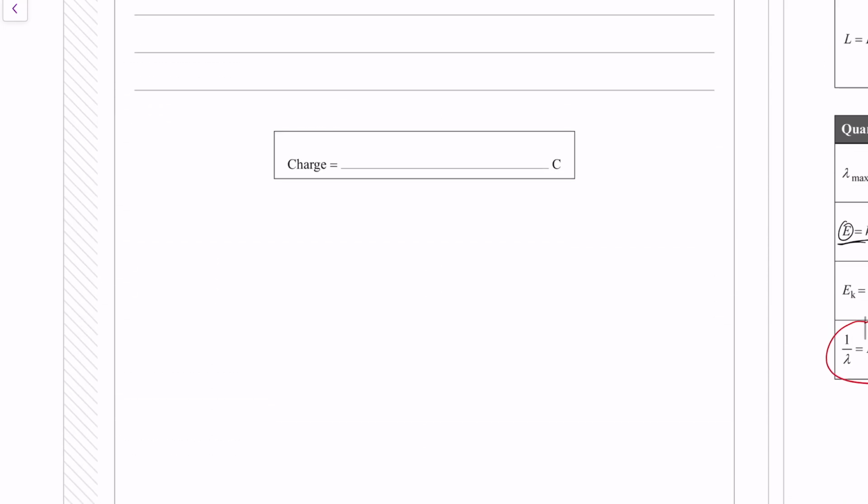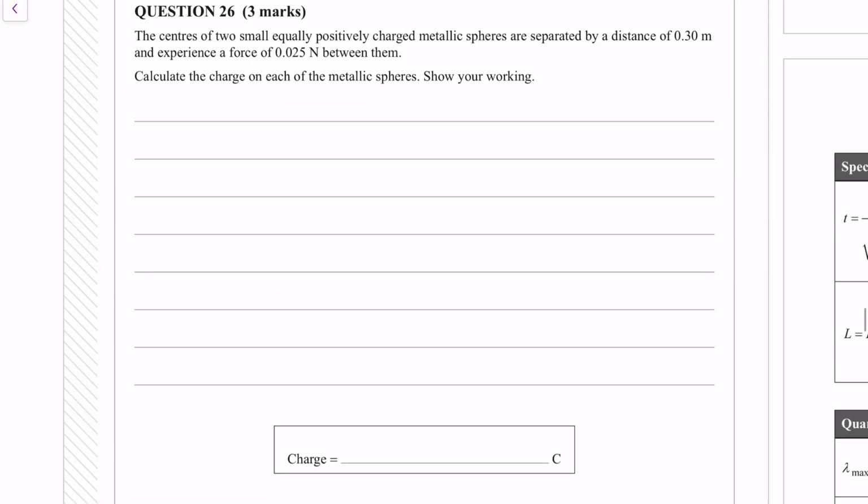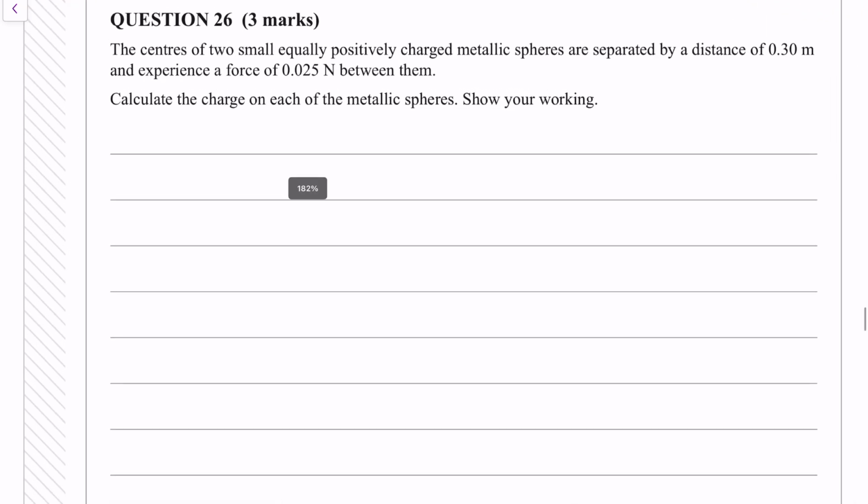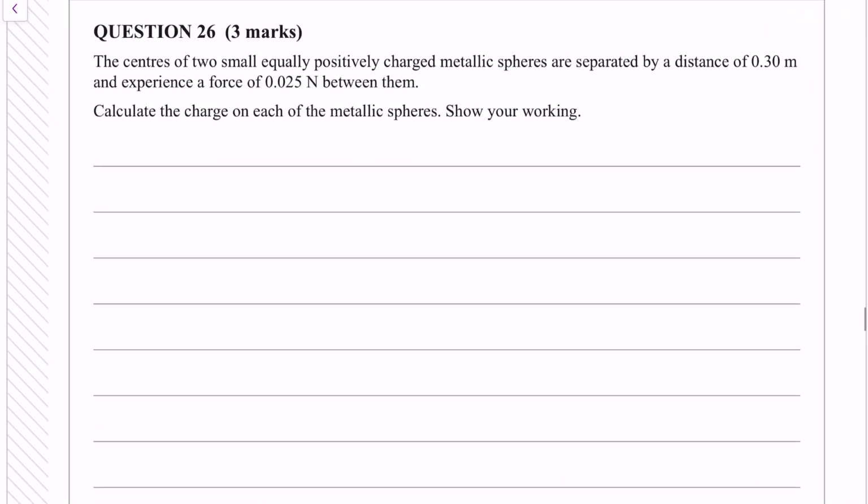All right, 2 more questions to go. 3 marks, just this one question. The centers of 2 small equally positively charged metallic spheres are separated by a distance of 0.30 meters and experience a force of 0.025 newtons between them. Calculate the charge on each of the metallic spheres. Show your working out. Okay, so let's do our facts.